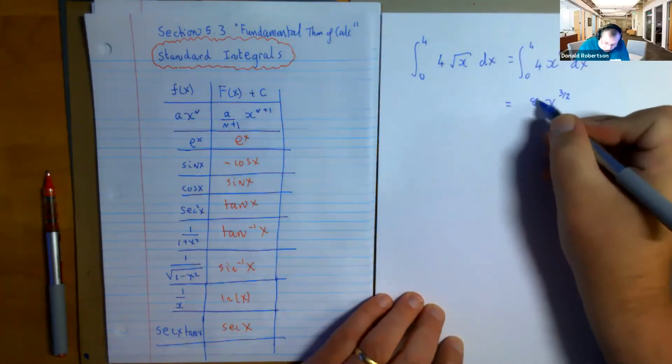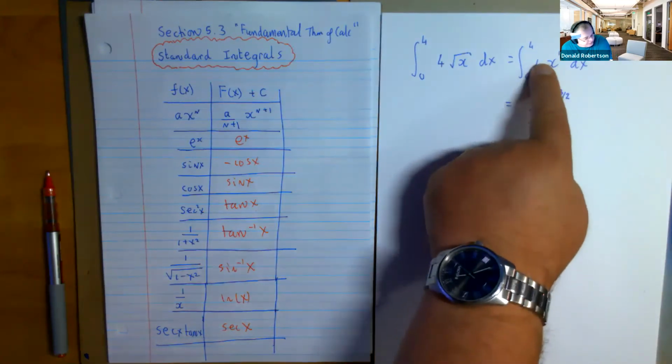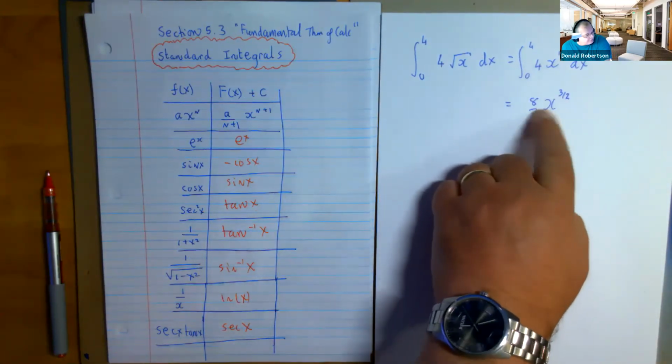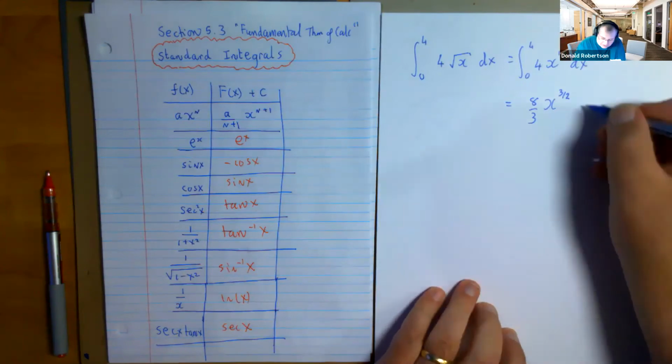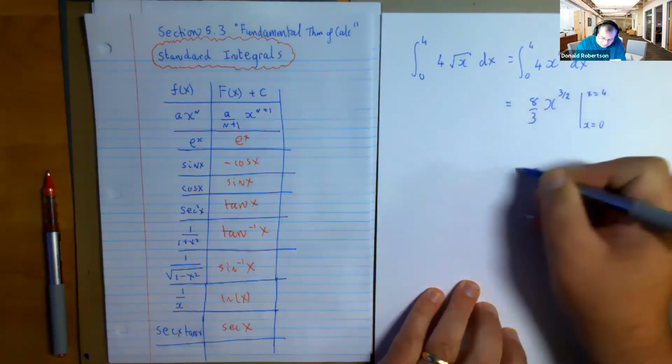So are you comfortable where 8/3 came from? This is the antiderivative of that. Can't you check it by just differentiation? So it works. It's going to be evaluated at x equals 0 and x equals 4. So here's the next problem.